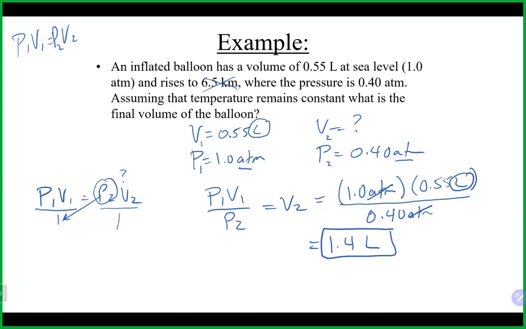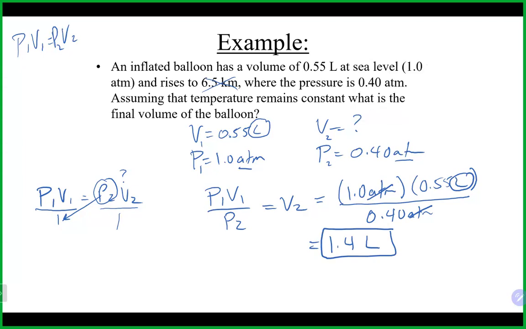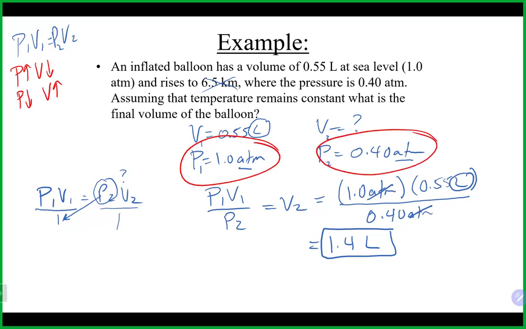Remember as well, it's a really good idea, if you understand the relationship of Boyle's law, which is, again, as the pressure goes up, the volume goes down, and as the pressure goes down, the volume goes up, you could check your calculation to make sure that it makes sense. In this case, the pressure went down, which means our volume should go up. It started at 0.55 liters and did go up to 1.4.